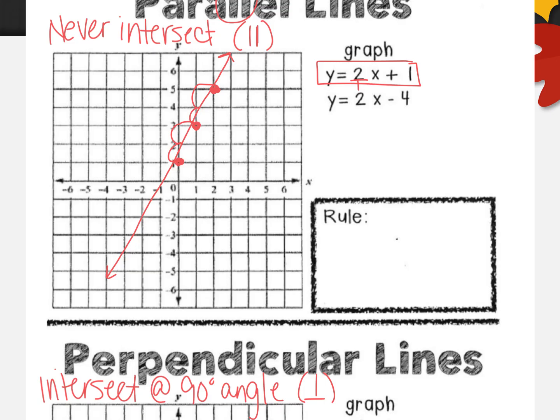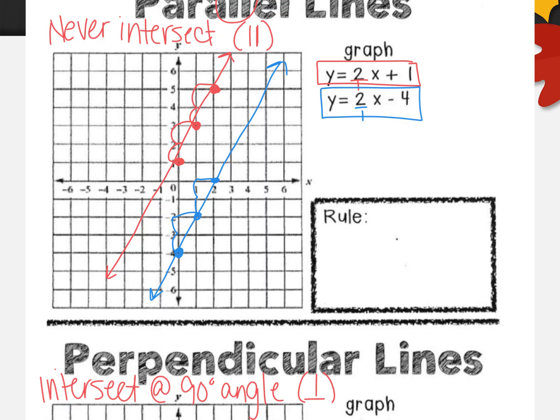For this second equation, I'm going to use blue. Where do we start to graph this second equation? The -4, and remember that's our y-intercept, so we're on our y-axis, and our slope is also rise 2, run 1. And we can draw our line. So what do you notice about our lines? They are in fact parallel. They're never going to intersect.